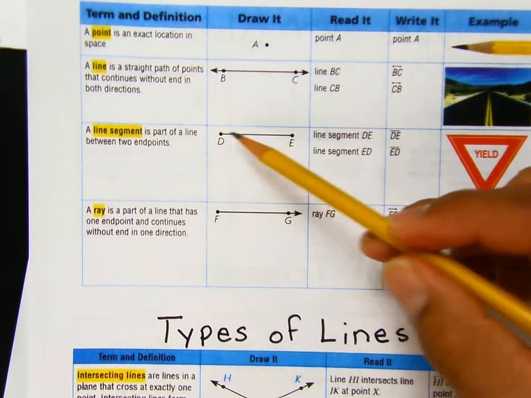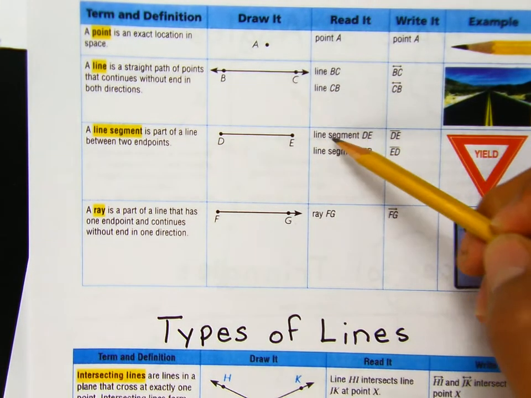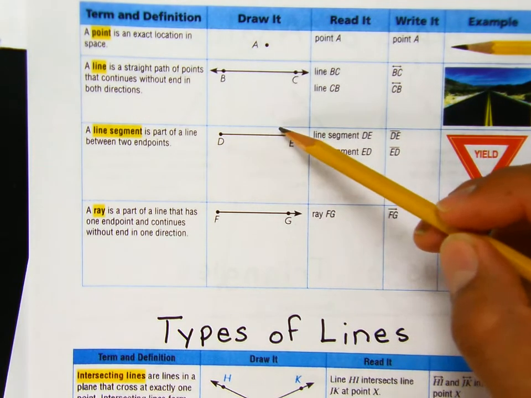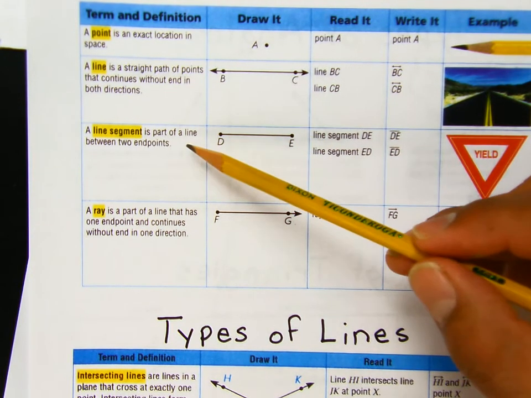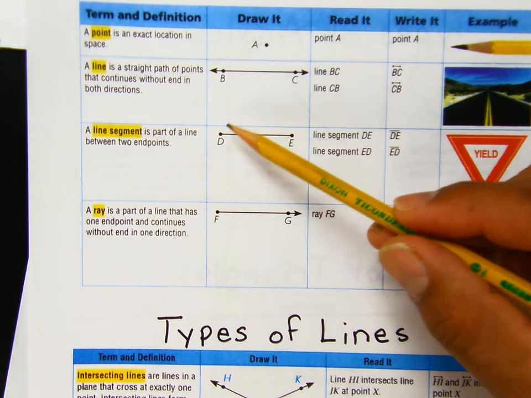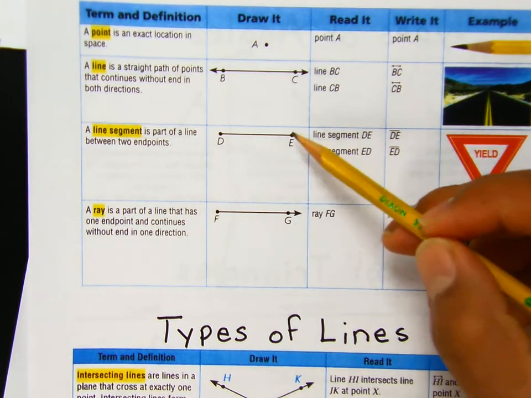A line segment is a part of a line. Note that it does not go continuously in both directions. It has an end point and a start point. A line segment is a part of a line between two endpoints. So this one could be called line segment DE or line segment ED.